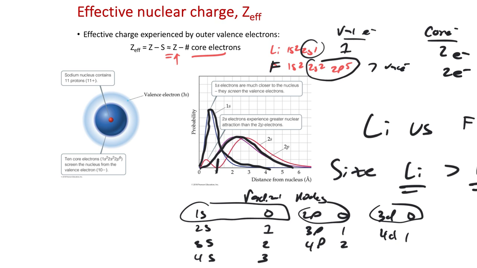A different question we probably wouldn't ask is planar nodes. That's from the l value. So the l value tells you the planar nodes. So s would be 0, p would be 1. That's why there's one set of lobes for p. 2 for d, that's why there's 2 sets of lobes. 3 for f, that's why there's 3 sets of lobes.